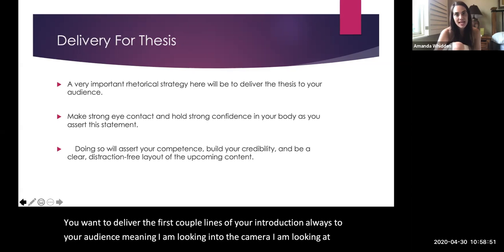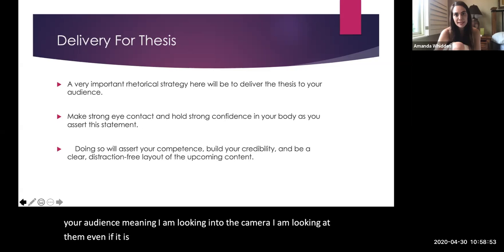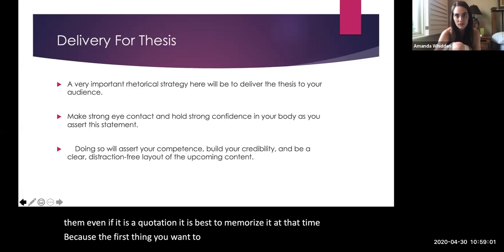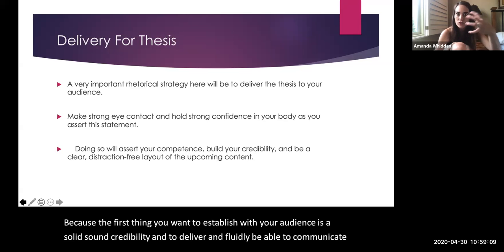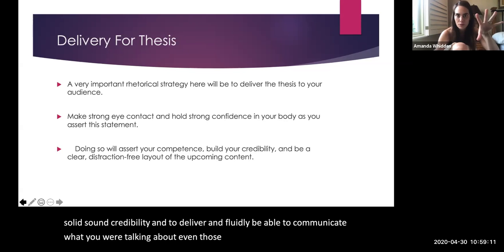Even if it is a quotation, it is best to memorize it at that time, because the first thing you want to establish with your audience is a solid sound credibility, and to deliver and fluidly be able to communicate what you are talking about, even those first sentences, can give that great first impression.